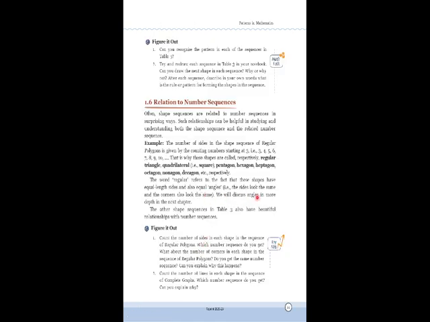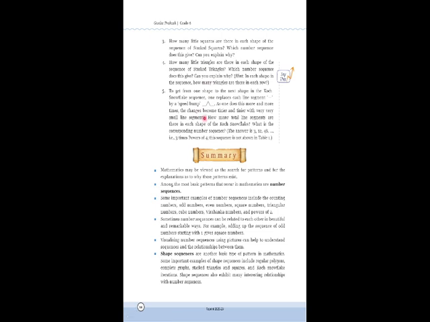Now, we'll learn more about angles in the next chapter, so wait for that in our next video. You'll learn more about it. Now, the other shape sequences also have some relationships. If you want, you can check that out for yourself. Anyways, that's the end of the chapter.